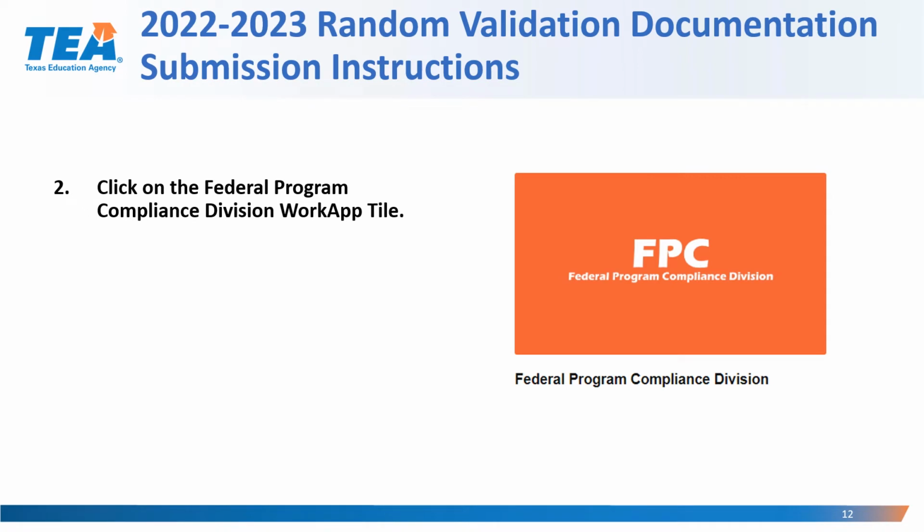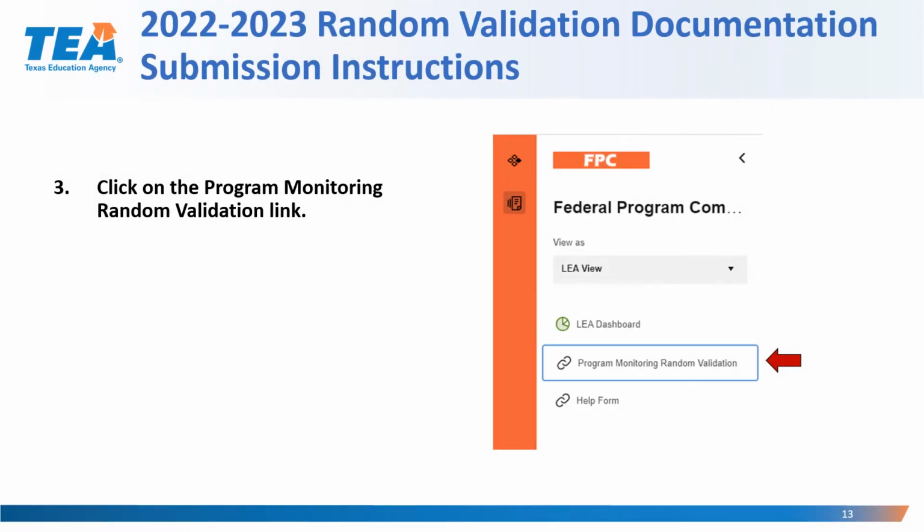Once you have logged into the Department of Grant Compliance and Administration WorkApp system, you will now click on the Federal Program Compliance Division WorkApp tile as shown on the right. After you have clicked on the tile, you will be given access to the Federal Program Compliance Division WorkApp. Once you're in the WorkApp, you're going to want to click on the Program Monitoring Random Validation link as shown on the right.